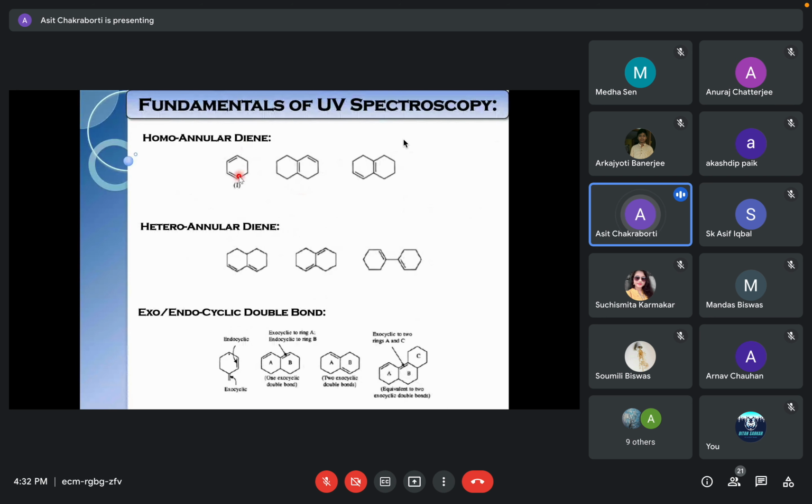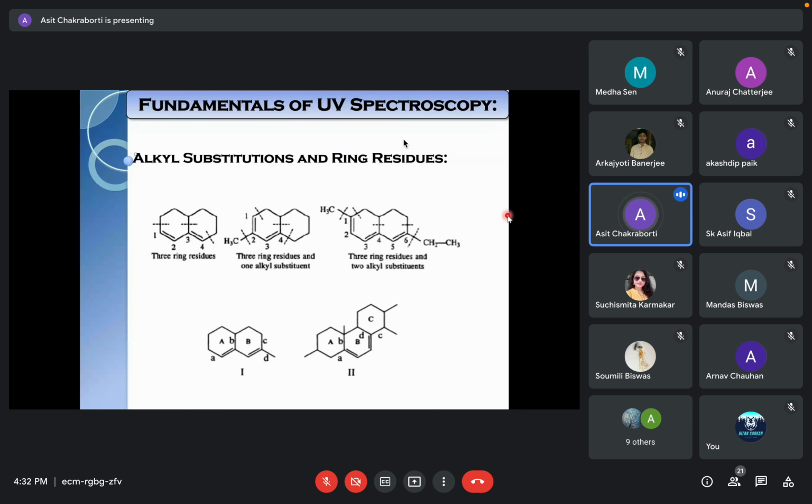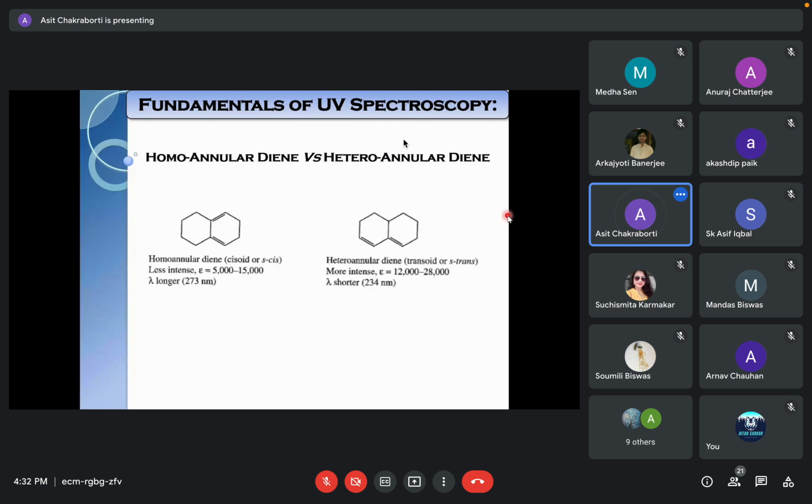This is called homoannular diene and heteroannular diene. Homoannular means two double bonds are in the same ring. When they are distributed in different rings, they are called heteroannular. This is a heteroannular diene. Now, why is it so? This is a homoannular diene and this is a heteroannular diene. Lambda max value is always higher in the homoannular diene. I will not go into the details of why, right? 273 and 234. Now, I have a question.